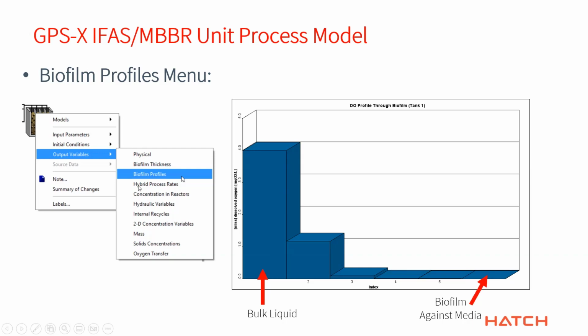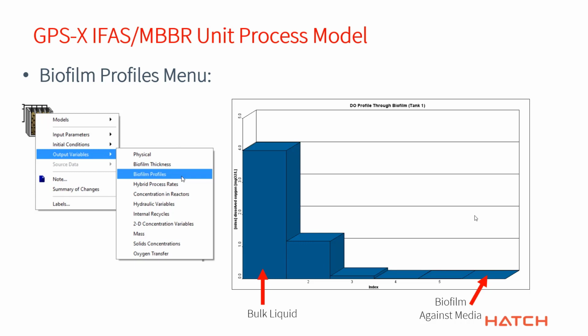So when you drag this from this menu into the outputs tab in your GPS-X simulation panel, you will see that it automatically makes this and it orients all this information in this way. Bulk liquid on the left. This is the interface between the bulk liquid and the first biofilm layer, and then the inner biofilm layers are over here.